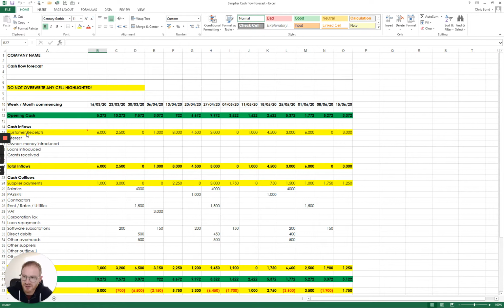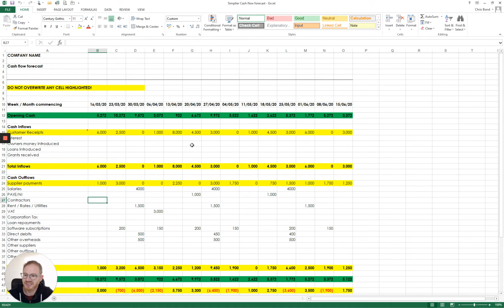So this is your cash inflows at the top. The first thing is your customer receipts, that's the obvious one, assuming we're going to get some. Then the other categories I've just put in, but you can add your own or overwrite these. Interest, if you're lucky. Money introduced, which during this time we might have to do. Loans introduced, which you might have to put into the business to get through it. And grants received, where there'll be perhaps some grants which should hopefully be dropping in the next few weeks. So that gives us our total cash inflows.